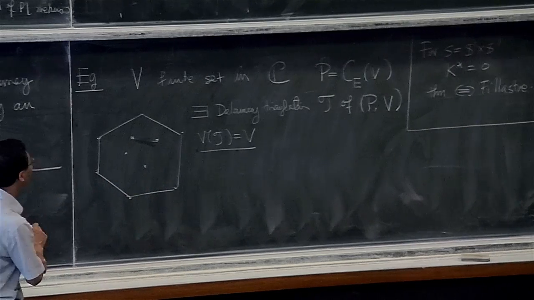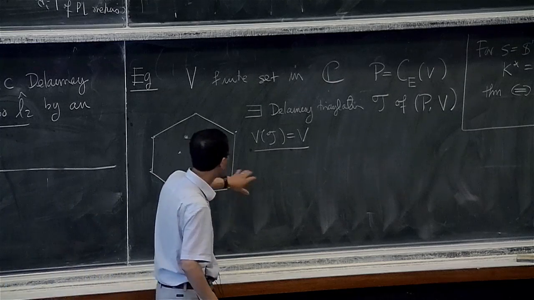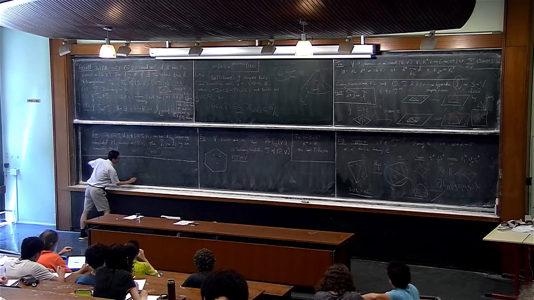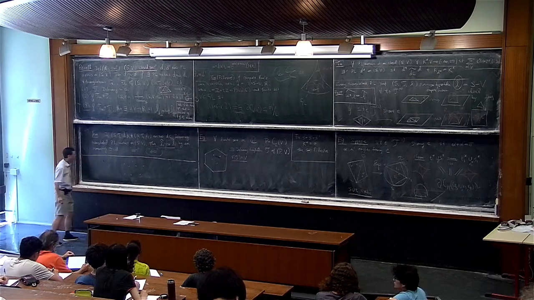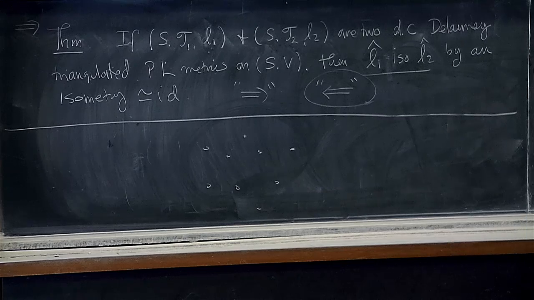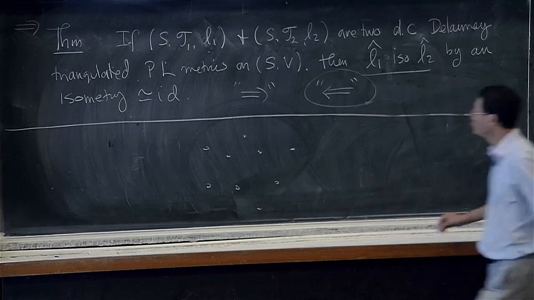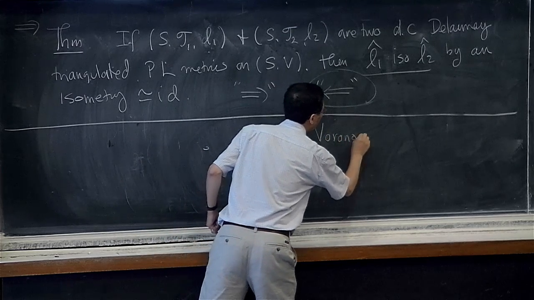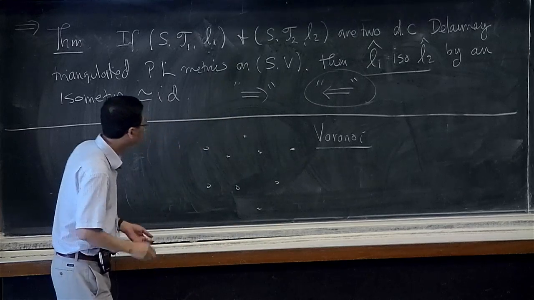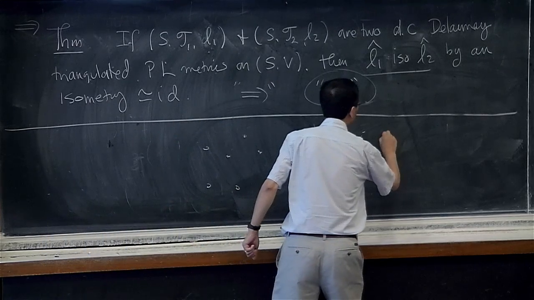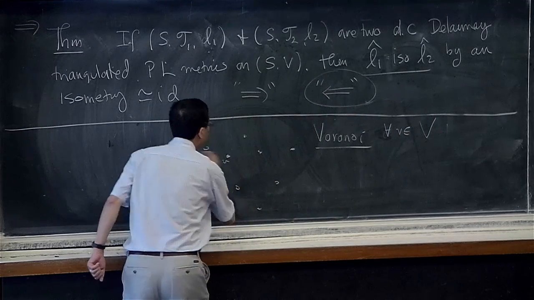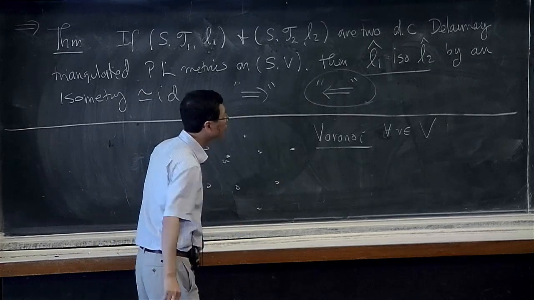Maybe let me just jump ahead. The standard way of doing it, maybe before I go into it, is as follows. You take a finite set of points in your plane, and that will produce something called a Voronoi decomposition. For every vertex in your set, you get a two-dimensional cell.